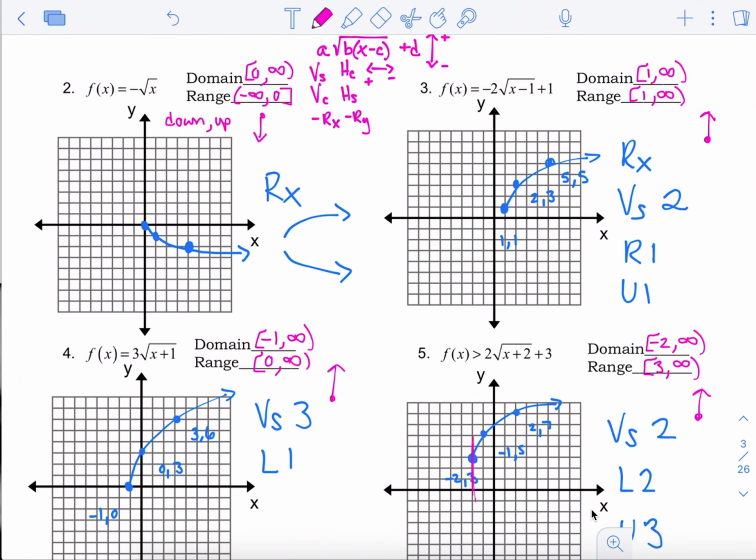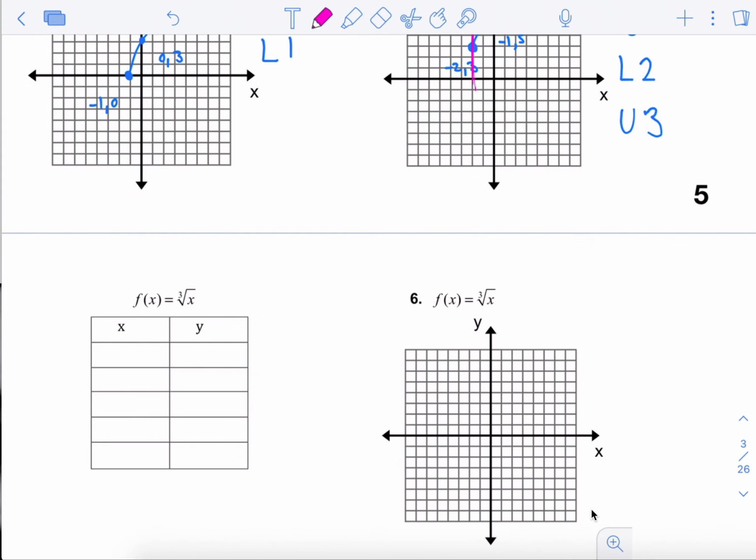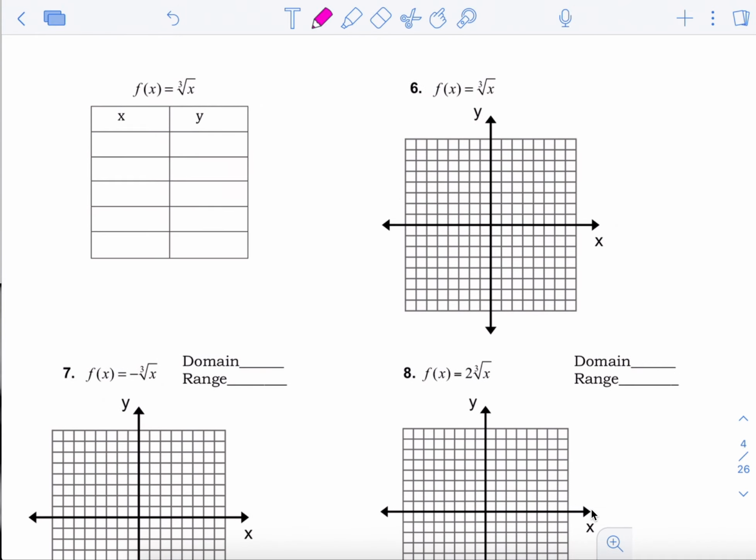I'm going to pause the screen one more time. If you need to copy down anything on this first page, go ahead and do that. Otherwise, we're flipping to the back. Perfect. All right, so on the back, the difference is we're doing cube roots.